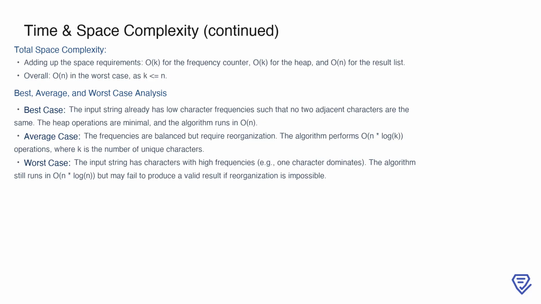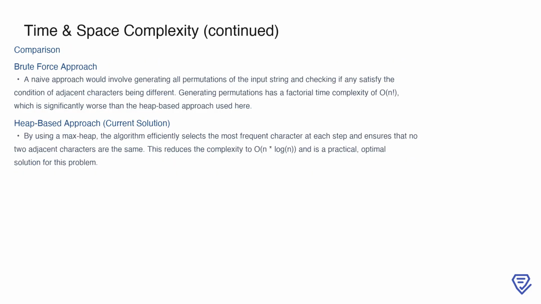In the average case, the frequencies are more balanced, but reorganization is still required. This results in O(n * log k) operations, where k is the number of unique characters. Finally, in the worst case, one character might dominate the input, making reorganization challenging. Even then, the algorithm runs in O(n * log n), and either produces a valid result or determines that reorganization is impossible. When comparing this approach to a brute force solution, we see a significant improvement in efficiency.